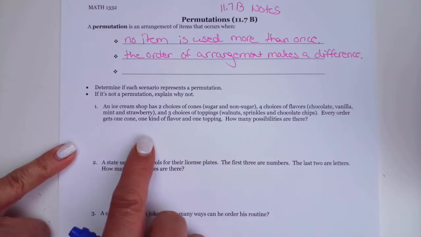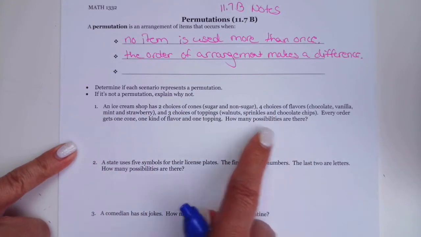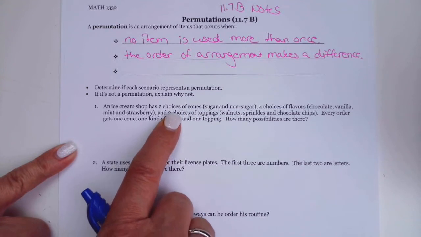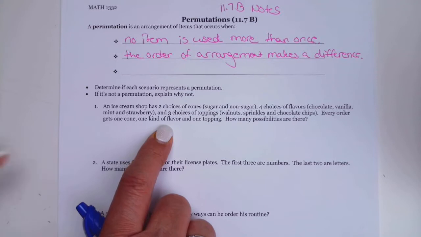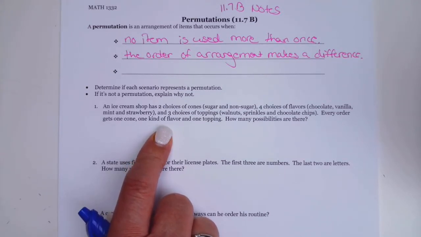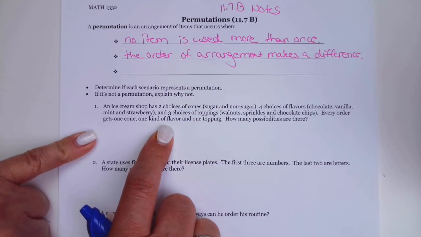So if you think about this, we've seen similar examples, just like this one is, in 11.7a, which were not a permutation. Instead, it was the fundamental counting principle.